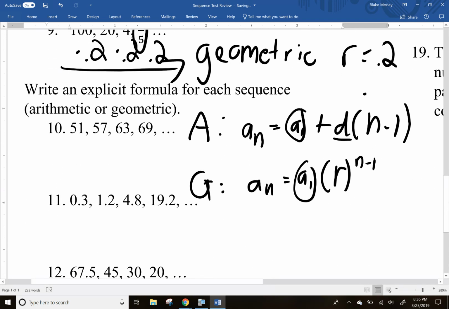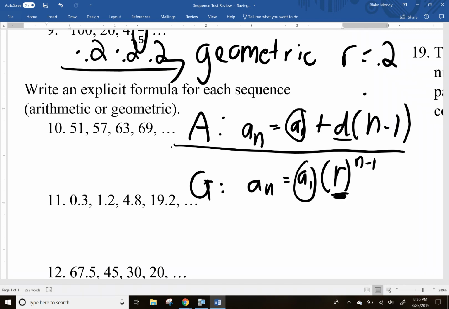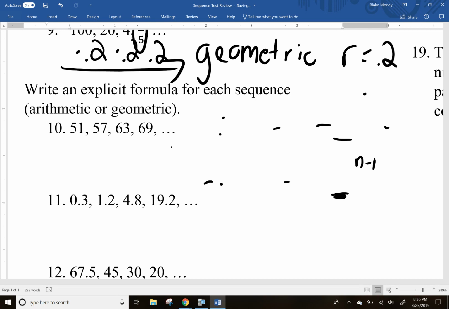So those are the D and the R values, kind of what the difference in the sequence is. If it's an arithmetic sequence, D is the number you're adding by every time or subtracting by every time. If it's a geometric sequence, R is the number you're multiplying by every time. So remember these formulas, jot them down if you need to, but I'll write them again and again as we go throughout this. All we're doing is using those formulas kind of as a template. We find those two values, we plug them into the formula, and then we have our formula for that sequence.